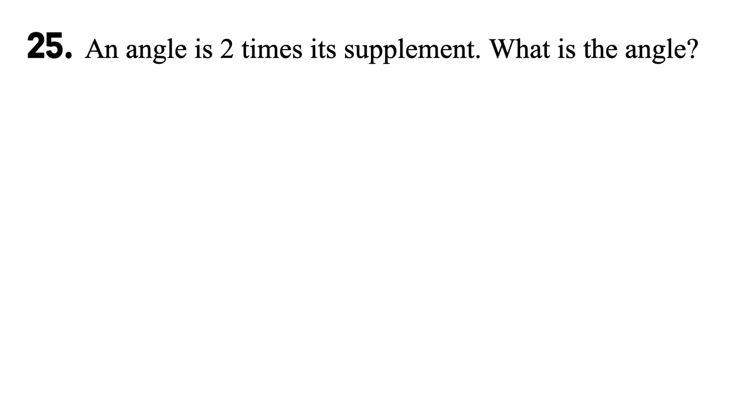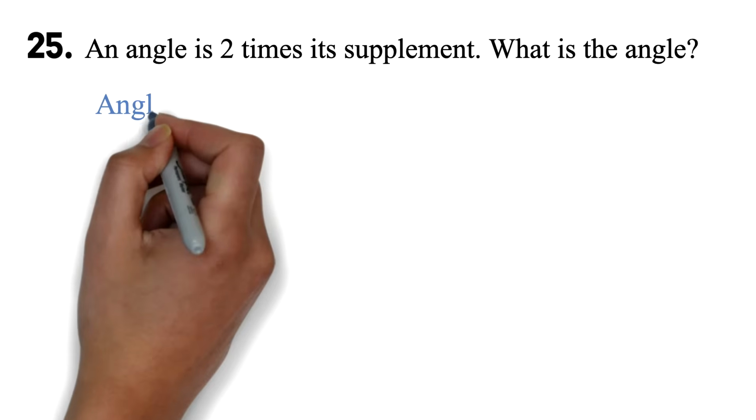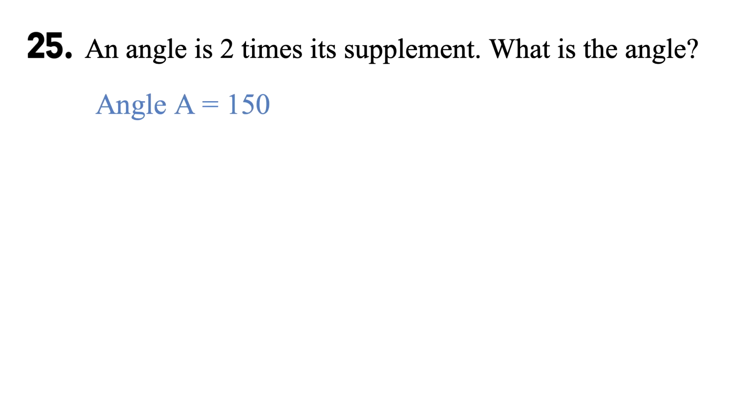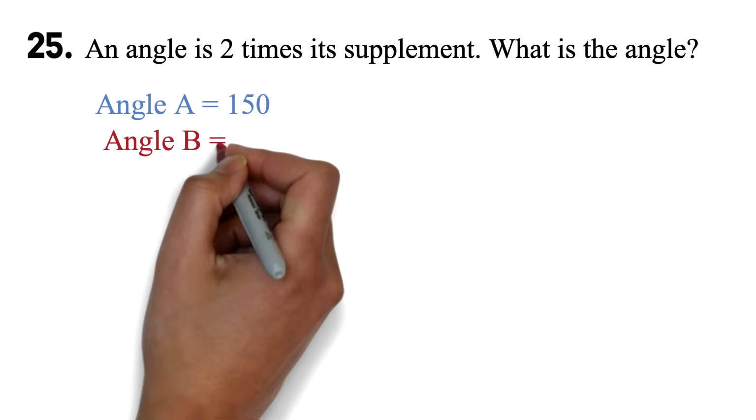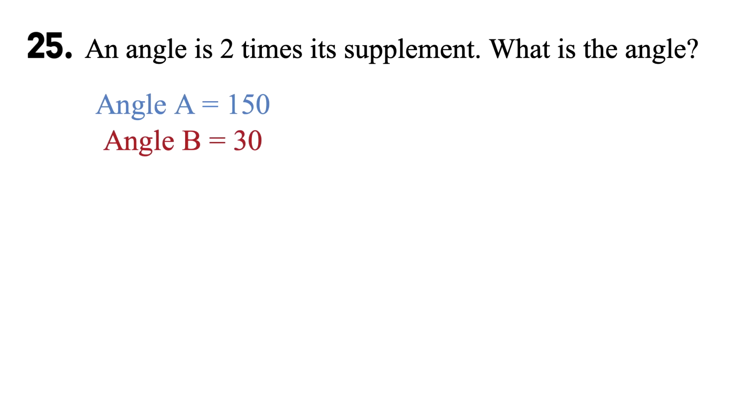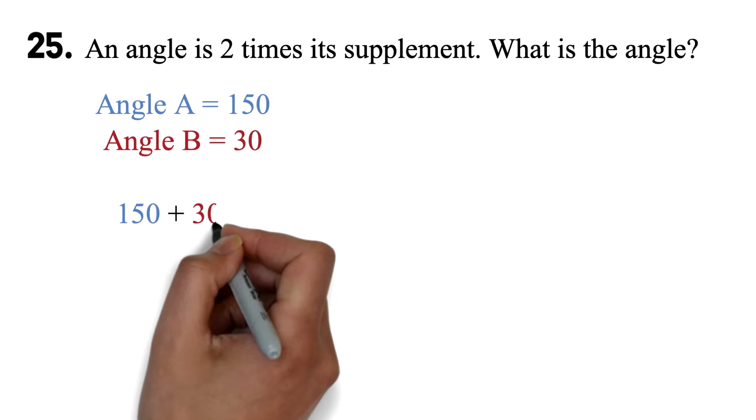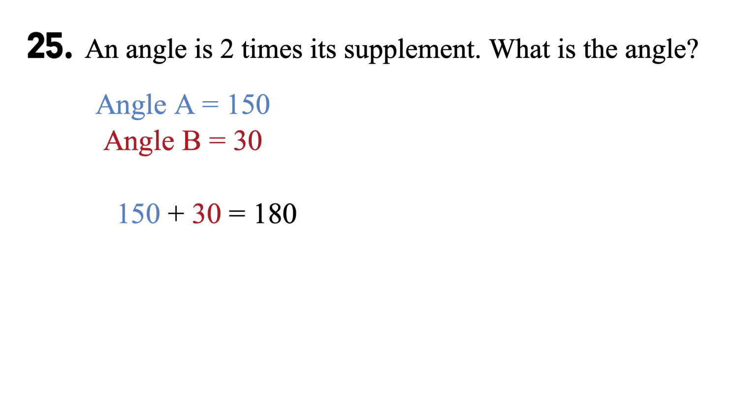Question 25. An angle is 2 times its supplement. What is the angle? This question is really just testing if you know what supplementary angles are. Supplementary angles add up to be 180 degrees. So if angle A is, let's say, 150 degrees, then angle B must be 30 degrees. 150 plus 30 equals 180.